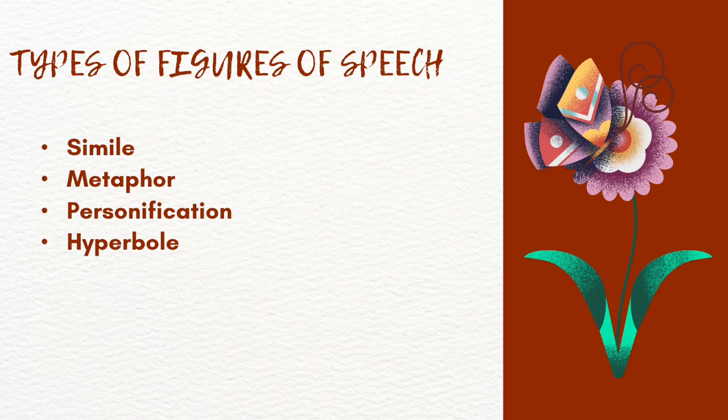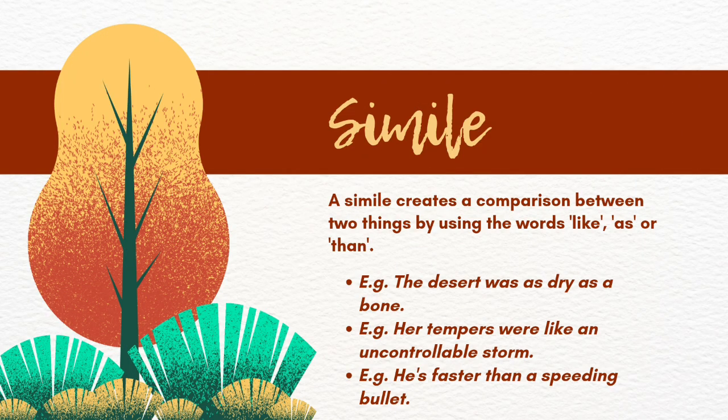And now, we have the types of figures of speech. You may be wondering why there are only 4 of them. That is because we will just focus on the 4 main types of figures of speech. We have the simile, metaphor, personification, and hyperbole. Let us now discuss the first type of figures of speech, the simile.